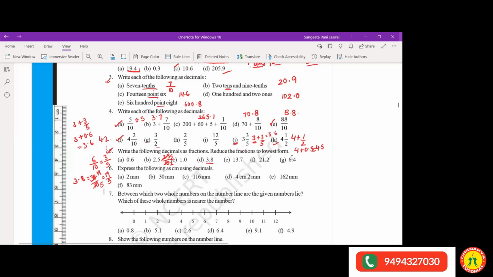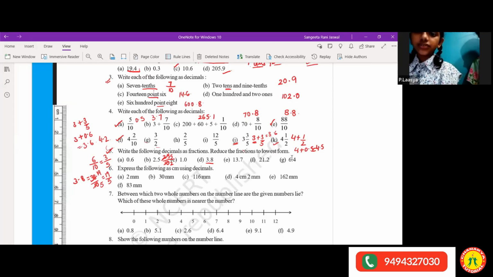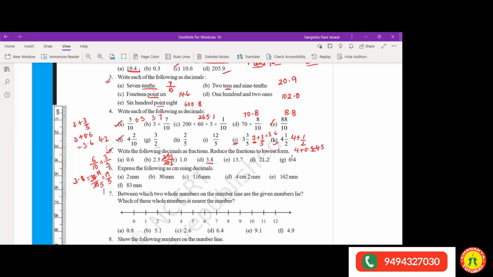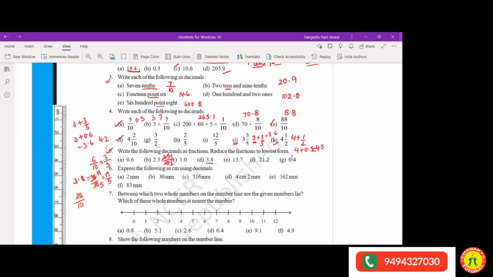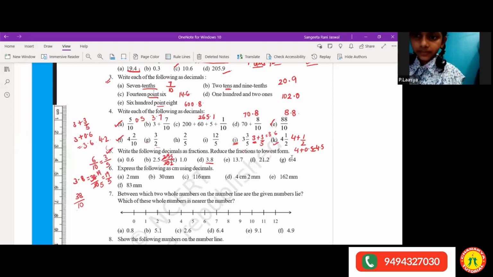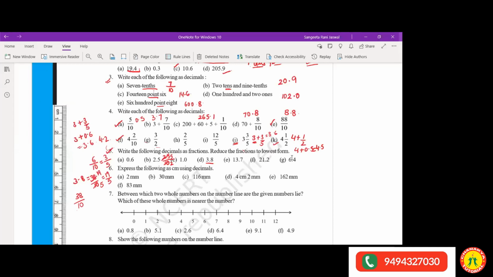Is it after reducing from 38 by 10, ma'am? See, 38 by 10 you got, no? Now you can see 38 is an even number. You know what are even numbers, odd numbers? Yes, ma'am, I know. So 38 is an even number and 10 is also an even number. So I can just reduce it by 2. I can divide both the numbers by 2.